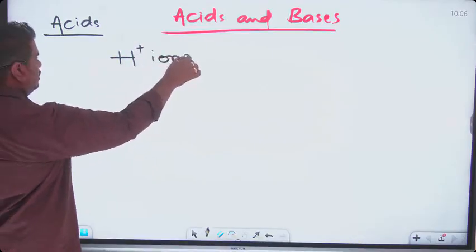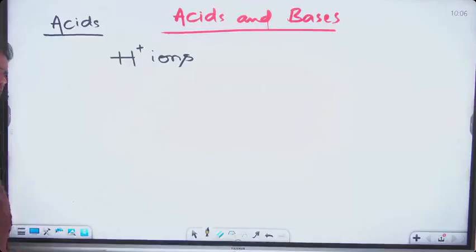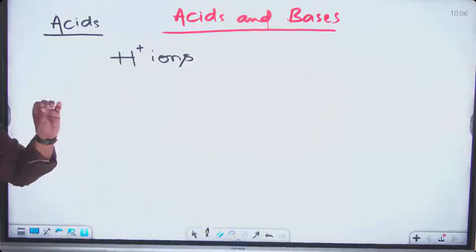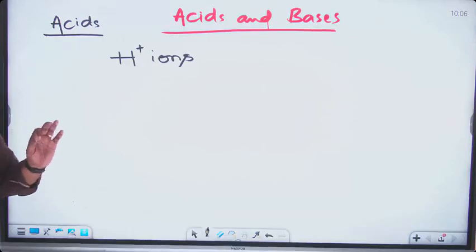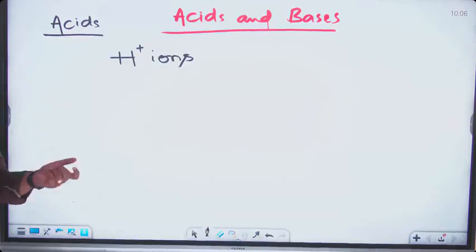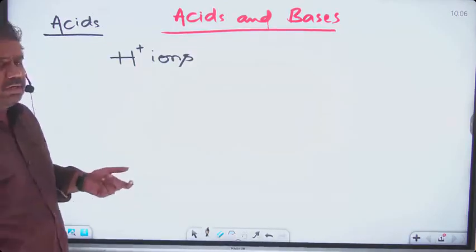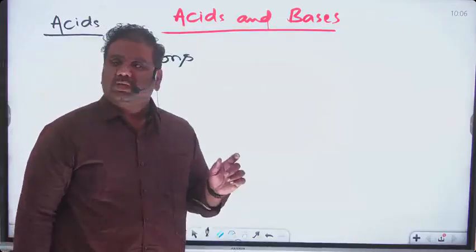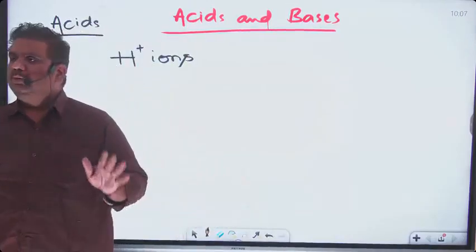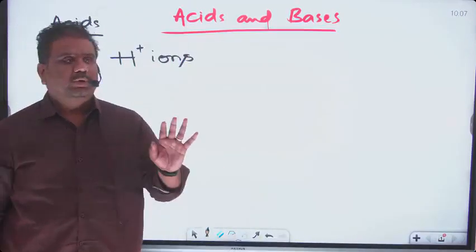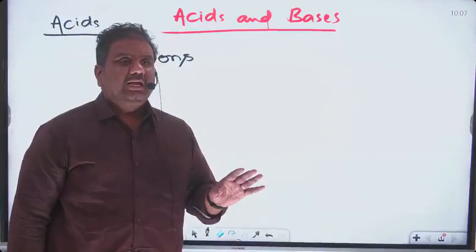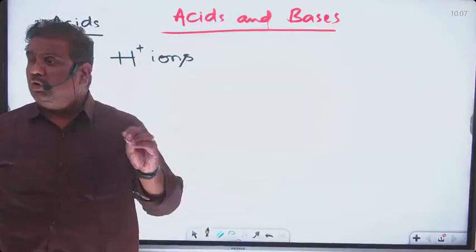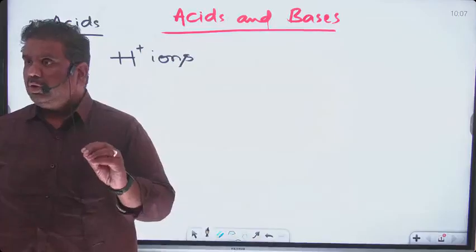In any particular compound, any particular substance, if H plus ions are present, we call them acids. In the last class we were discussing the difference between atom and ion. In an atom, the electron number and proton number are always equal. When the electron number and proton number are equal, that is what is known as an atom. Also, in an atom the neutron number need not be the same.